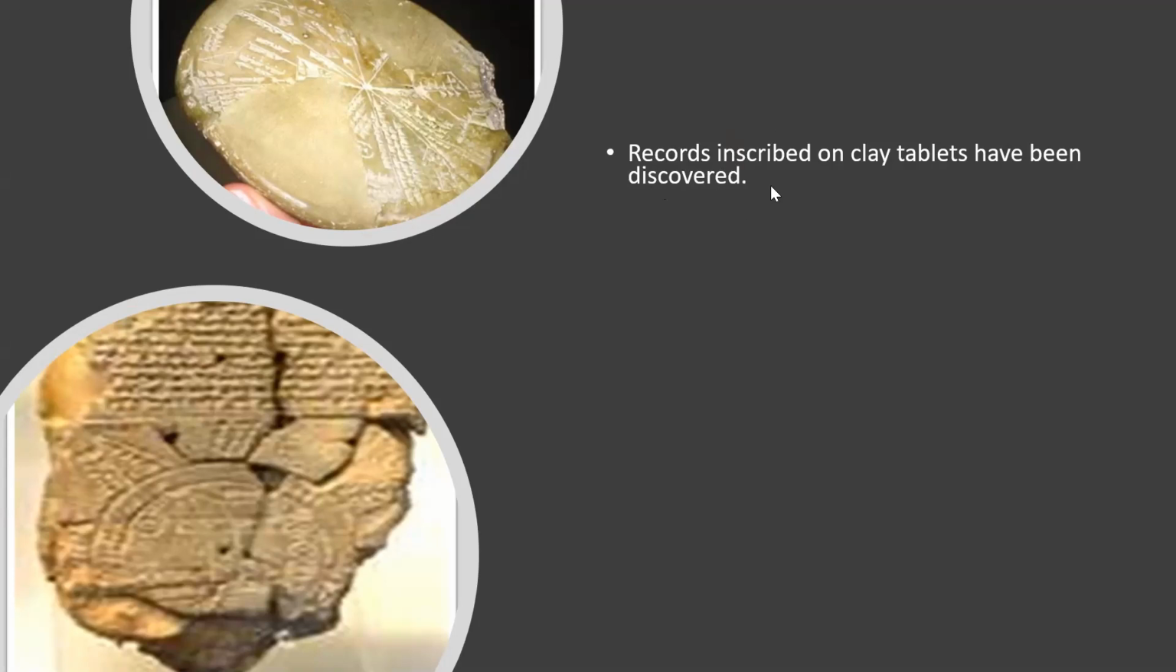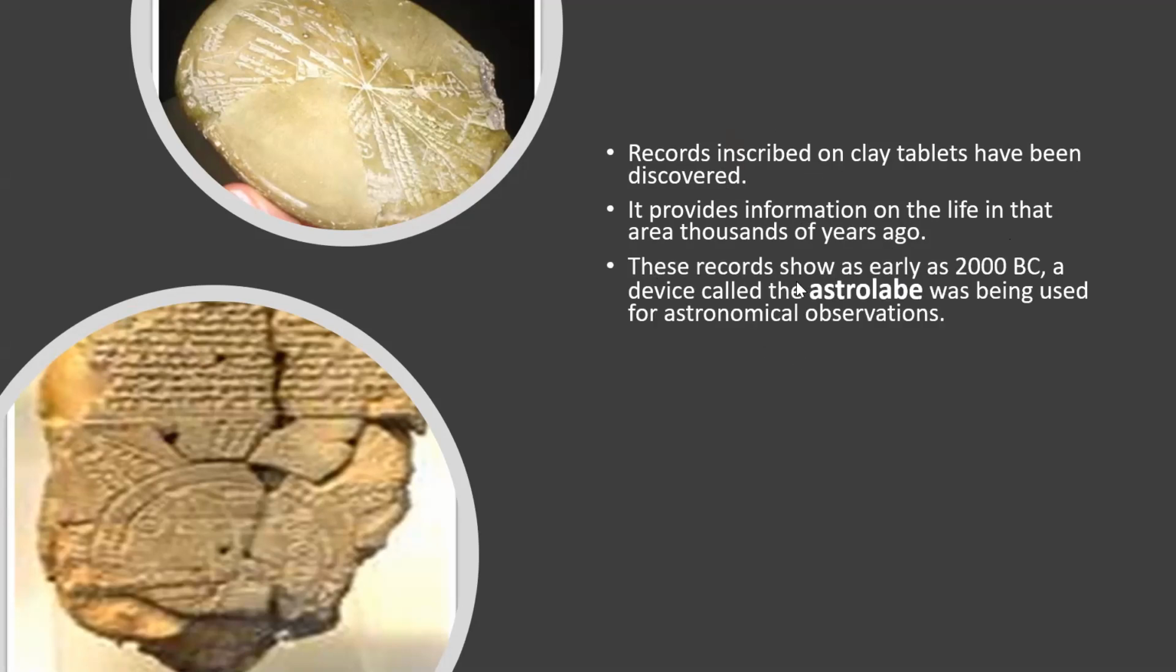Records inscribed on clay tablets have been discovered. These records provide information on life in that area thousands of years ago. They show that as early as 2000 BC, before Christ, a device called the astrolabe was being used for astronomical observations. So it was about 4000 years ago.